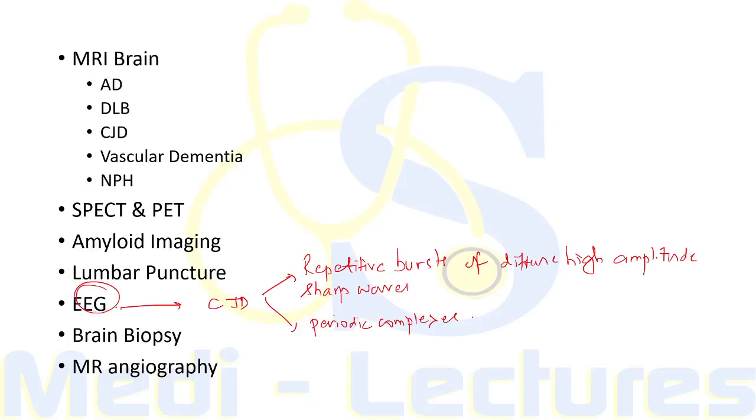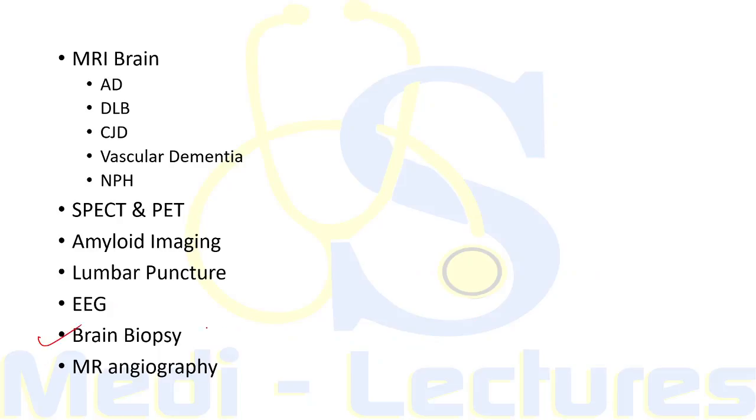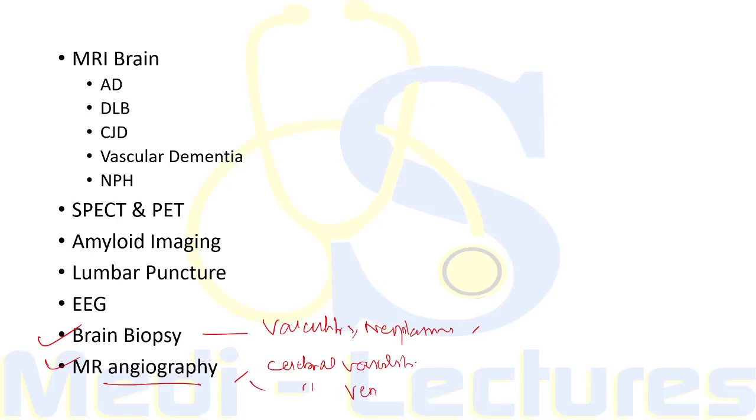EEG is also not commonly used in evaluation of dementia, but it can be helpful in Creutzfeldt-Jakob disease, which is characterized by a repetitive burst of diffuse high amplitude sharp waves and periodic complexes. Brain biopsy can occasionally help us diagnose vasculitis, certain neoplasms, and unusual infections. And MR angiography is useful for cerebral vasculitis or cerebral venous thrombosis.